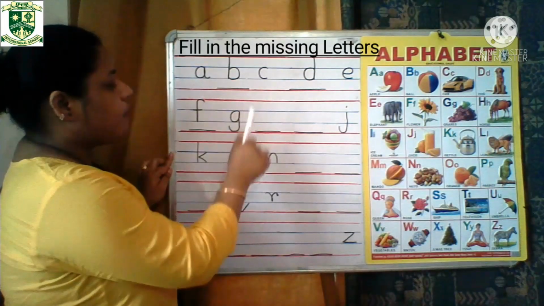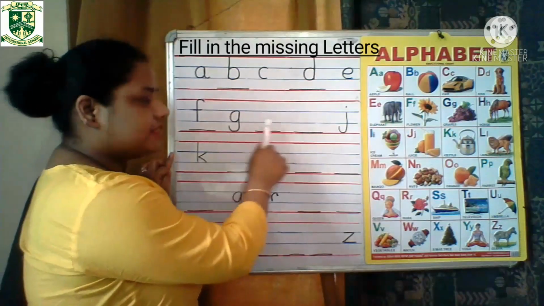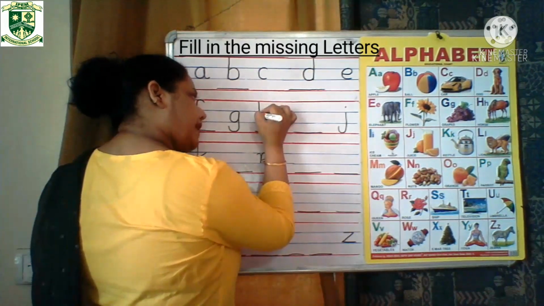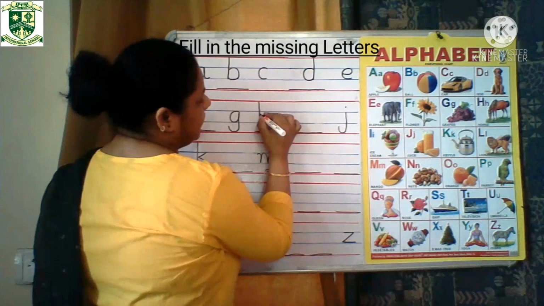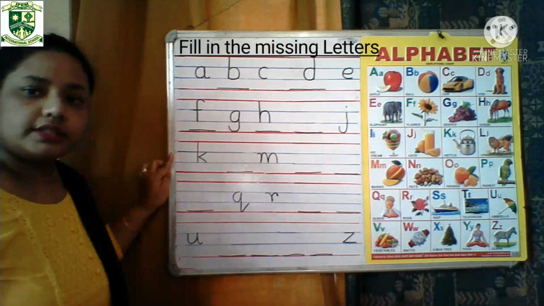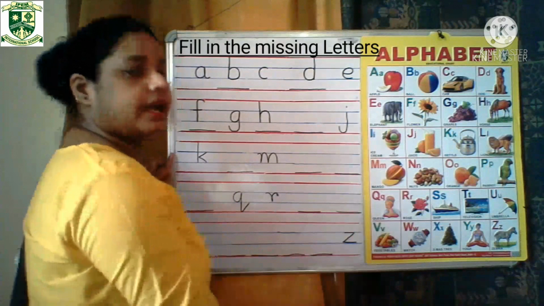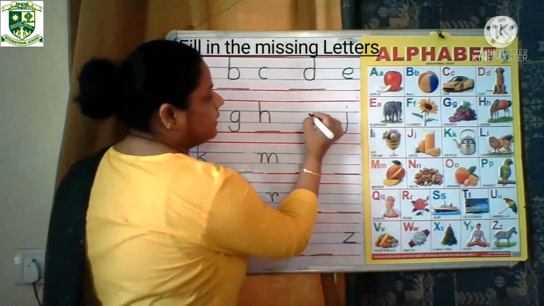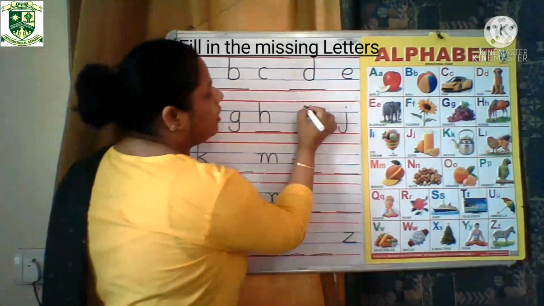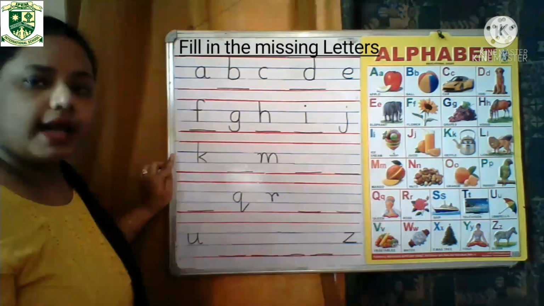Now what comes after small f? Small g. Very good. Now what comes after g? Yes, small h. One standing line and a right curve like this. This is what? Small h. Now what comes after small h? I. How will we make a small i? One standing line between the two blue lines and a small dot on top of it. Okay, this is how we'll make small i.